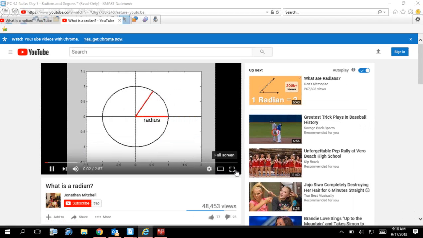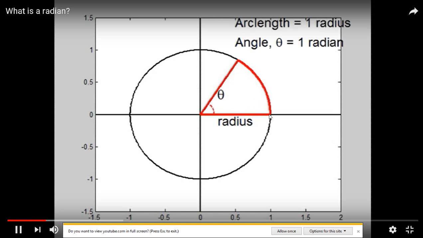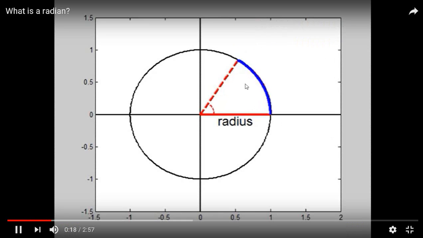And it's really slow, so I'm going to try to speed some of it up. But what Logan said is you take the radius, and then you start anywhere on the circle, and you measure around the circle lengthwise the radius, whatever that measurement is. So now this angle is called 1 radian because its arc length, this little section of the circle, is 1 radius.